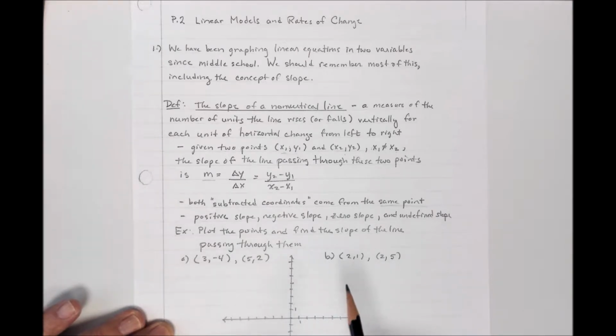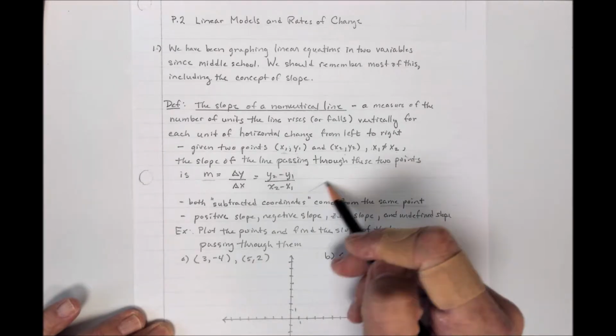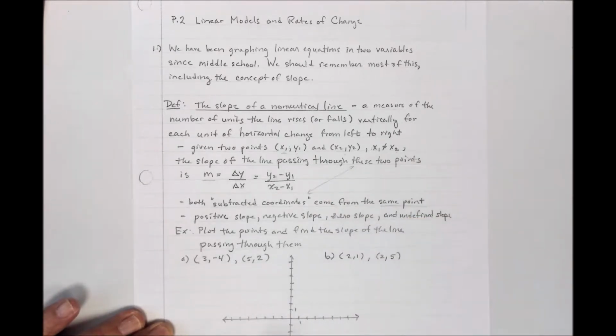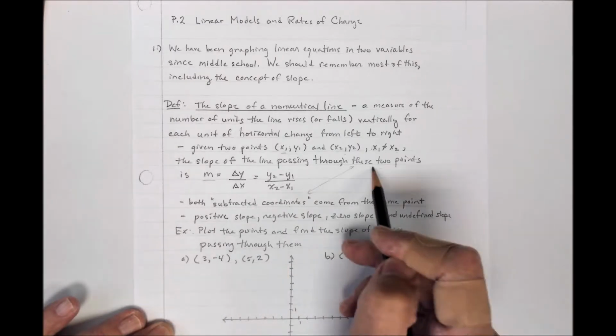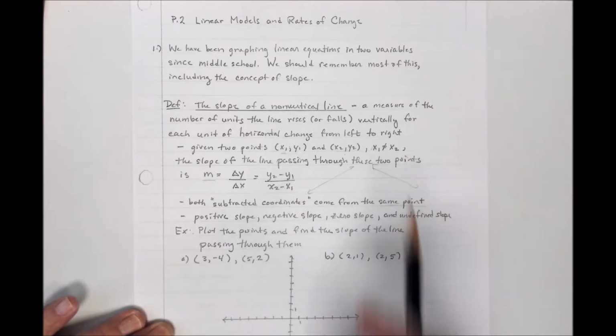Now, slopes: we have positive slope, we have negative slope. Positive slope would mean that the numerator and the denominator are both the same sign. So you're either going up and to the right or you're going down and to the left, and positive slope of a line would be something along like this. And negative slope means that either the numerator is negative when the denominator is positive, or vice versa. So it would be going down and to the right or up and to the left.